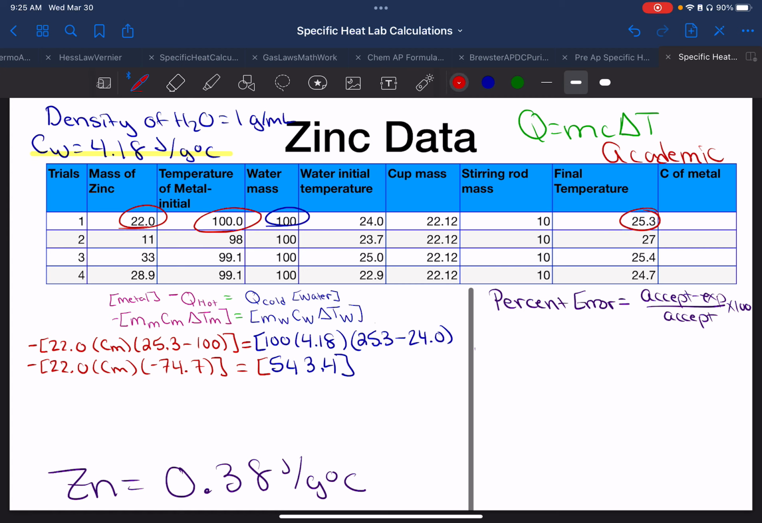Now I'm going to simplify this side over here. A negative times a negative ends up being a positive. When I do 22 times 74.7, I get 1643.4. I still have my CM, that's my X that I'm looking for, and it equals 543.4. Now we need to solve for X, so I need to isolate my X, which is the CM.